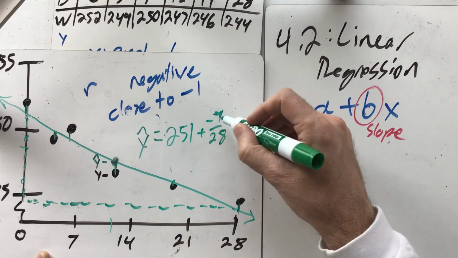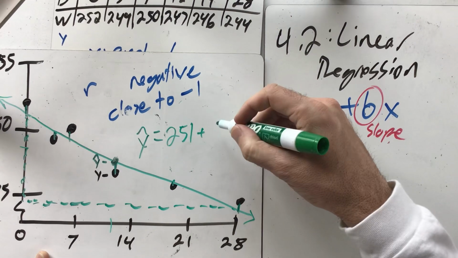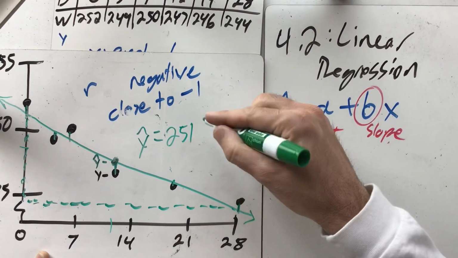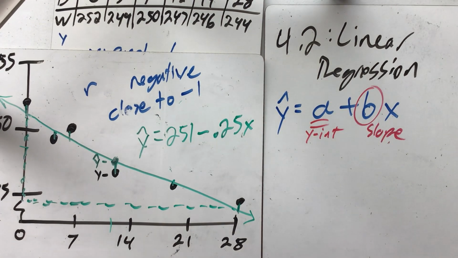So I might guess that a good approximation would be 251 minus 0.25x. So this is my guess. This is not going to be the actual answer. We'll calculate that in a moment.